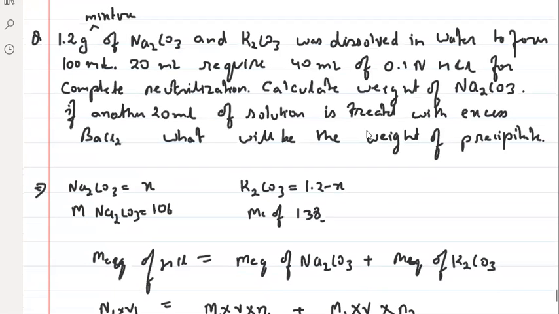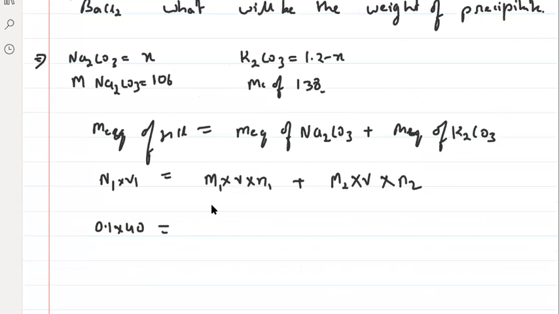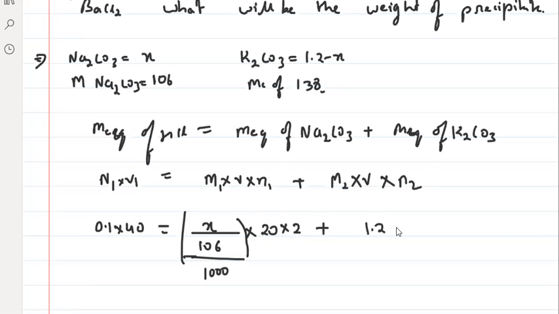Anything else given? Okay, is equal to M1. We don't know M1, we don't know the number of moles. So the number of moles is X by 106. But molarity is number of moles per volume, so I'll take it as 1 liter. That's the definition, na? Per liter, right? So this is whole into the volume, which is 20 milliliter, 20 into this. What is this? This is 2, because Na2CO3 will give 2 electrons, so the valence factor is 2. Plus this is 1.2 minus X by 138 number of moles, divided by volume, again 1000, right? Into 20 volume into 2.